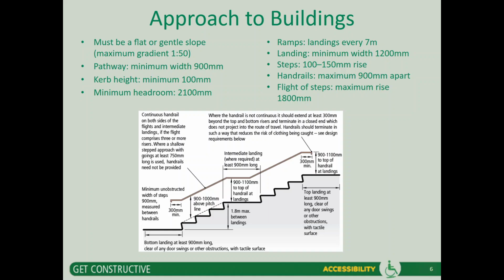You can also see there you have your actual handrail is roughly 900 to 1000 millimeters above the pitch line. This is because that's the average height one person's hand is sitting at. It should also be a shallow pitch. Each step should have a shallow pitch to it. And again, making sure there is landings there where appropriate. Same thing if it's a ramp, you should have a landing every 7 meters. Your ramp should not be too steep.